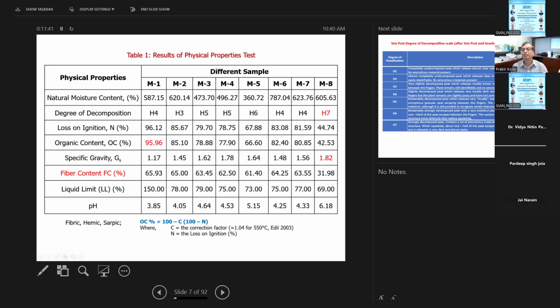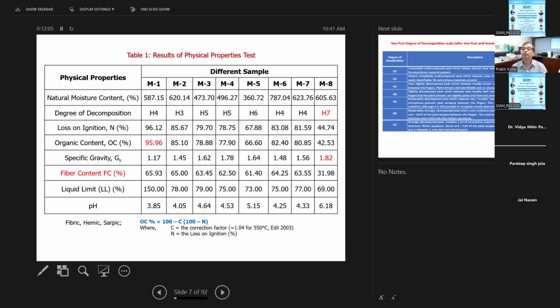And then pH, one thing you noticed here, the pH is less than 7. So it is acidic. Okay, the pH is less than 7 is acidic. So if you want to stabilize using chemicals, then we need alkali, right? So for the lime or cement, we need alkali. So if it is acidic, then it is not going to work, right?